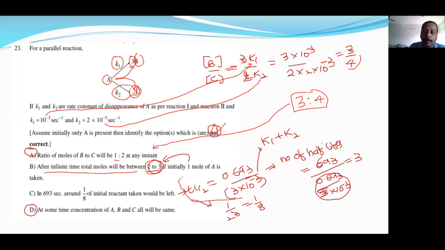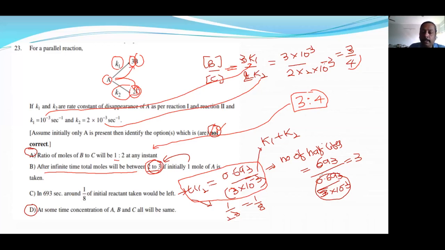T half of the parallel reaction is equal to 0.693 by K1 plus K2. K1 equal to 1 into 10 to the power of minus 3. K2 is equal to 2 into 10 to the power of minus 3. Therefore, total value will be 3 into 10 to the power of minus 3. Okay.